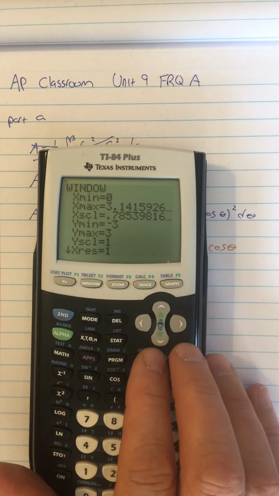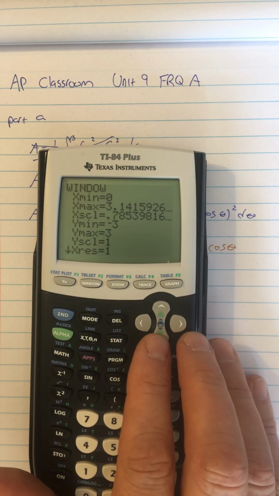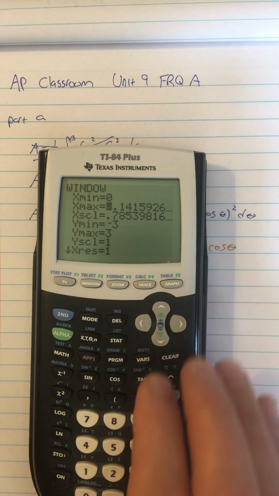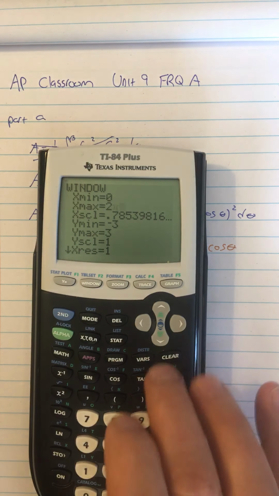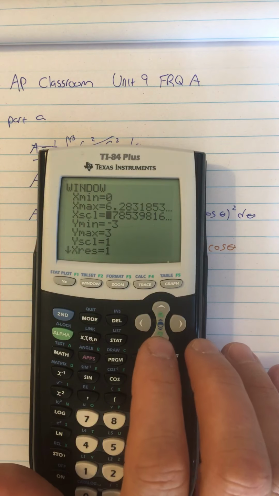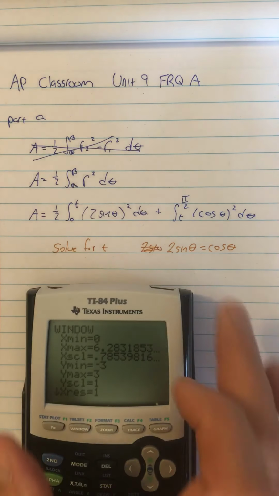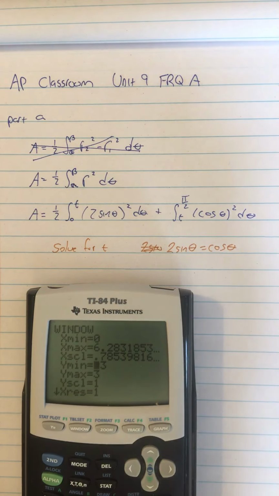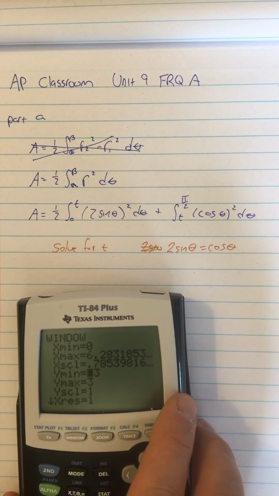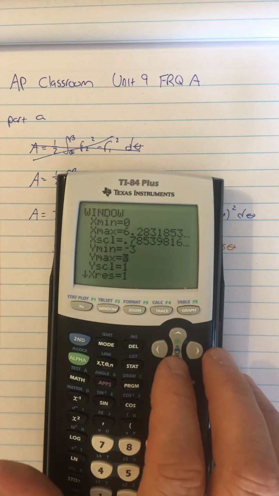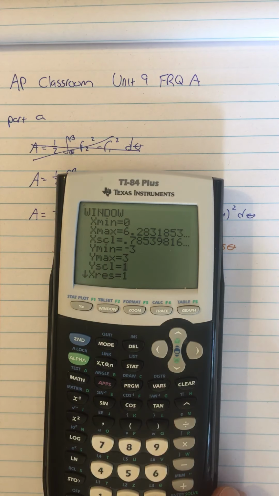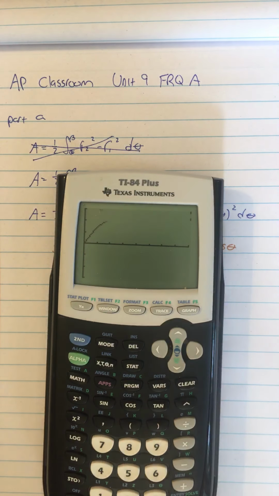So if we set our window, especially if you have a slower calculator, let's have the x's go from 0 to 2 pi. And then for our y min and our y max, well, our functions are 2 sine theta and 2 cosine theta, so they can't be outside the interval -2 to 2. So let's set it -3 to 3, which it already is there. That all looks good, and let's just graph it.